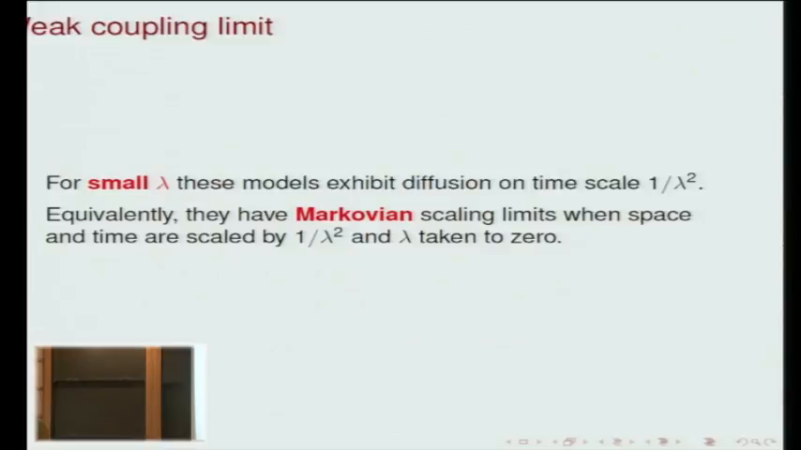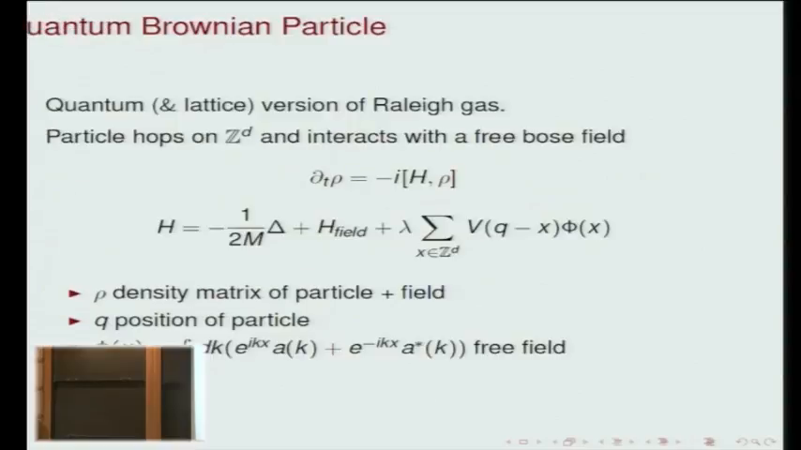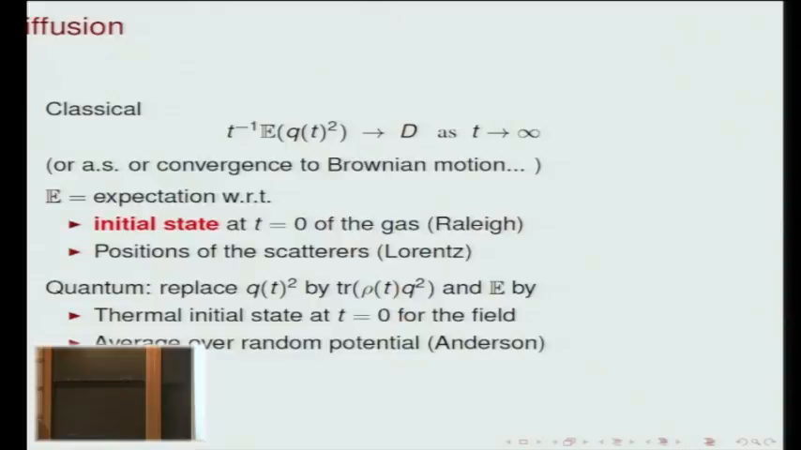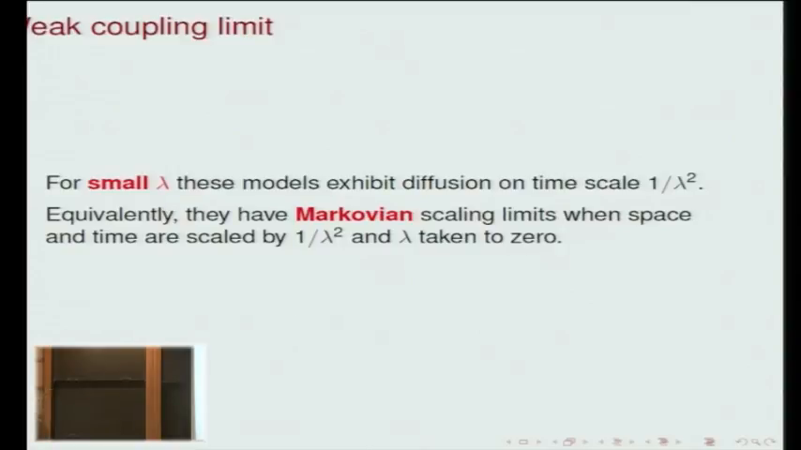Okay, so what do you expect in these cases? In every case I had this lambda in front of the potential. So for small lambda in all these models, in the cases where there is diffusion, you expect this diffusion to be happening on the scale 1 over lambda squared. Another way to say it is that there is a scaling limit for these models, so that if you take this lambda to 0 and simultaneously scale space and time by 1 over lambda squared, then the motion actually becomes Markovian.